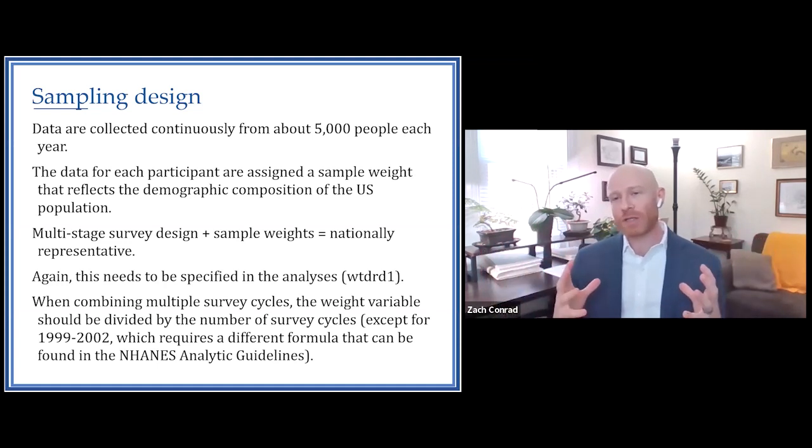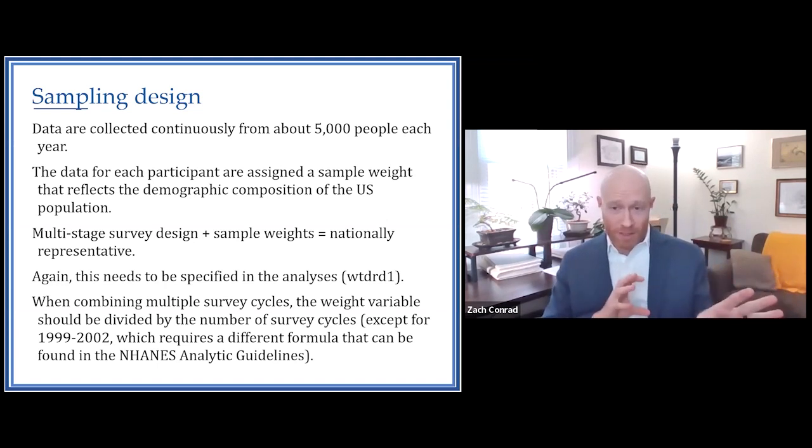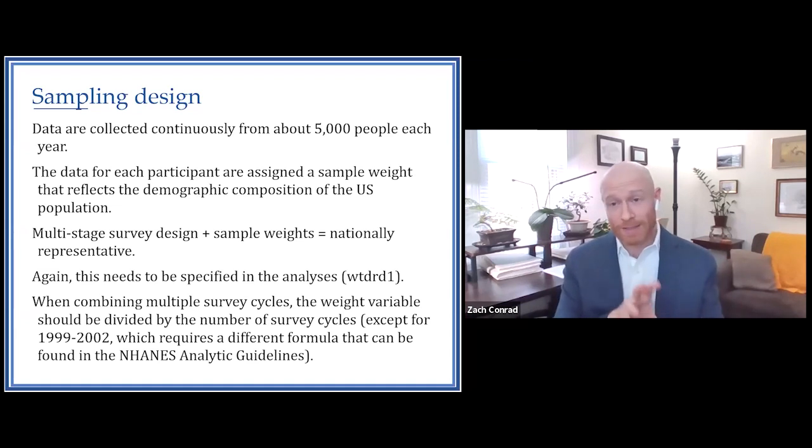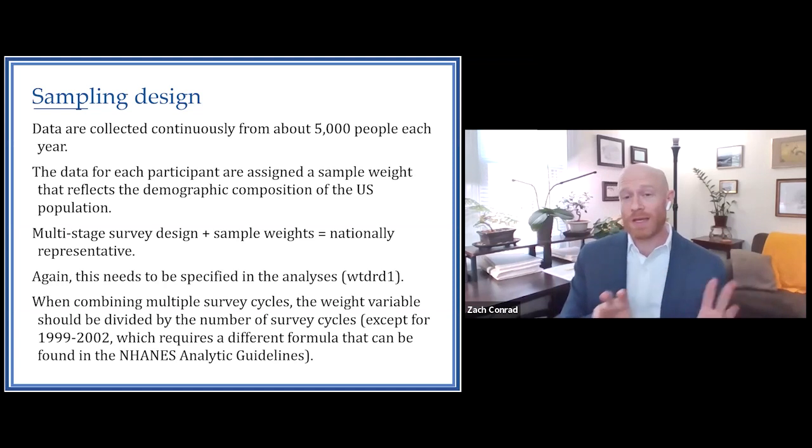And it's this combination of this multi-stage survey design and these sampling weights, which I just mentioned, which makes NHANES nationally representative. Now, just like we talked about how the multi-stage survey design needs to be incorporated into your analytic code, with the SDMVPSU and SDMVSTRA variables, the sample weights also need to be included, and you specify this with the variable WTDRD1 if you're just using 1 day of recall. And if you're using 2 days of recall, it's just WTDRD2. And again, these are standard variables that you can find in NHANES.